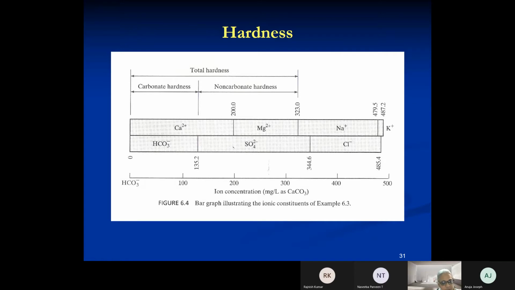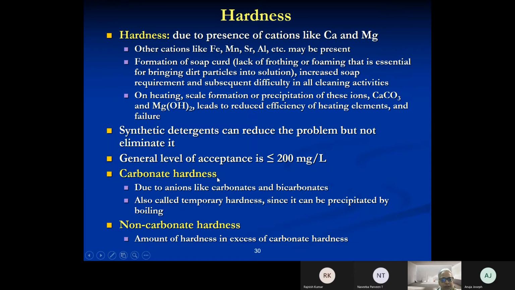You can have CO3 2 minus, or you may have bicarbonate, which is HCO3 minus. Now, in most waters, you will find that the bicarbonate dominates, because otherwise we won't be drinking it. You need very alkaline waters to have substantial amounts of carbonate. For the waters that we are generally dealing with, bicarbonate dominates. So that is what we call carbonate hardness.